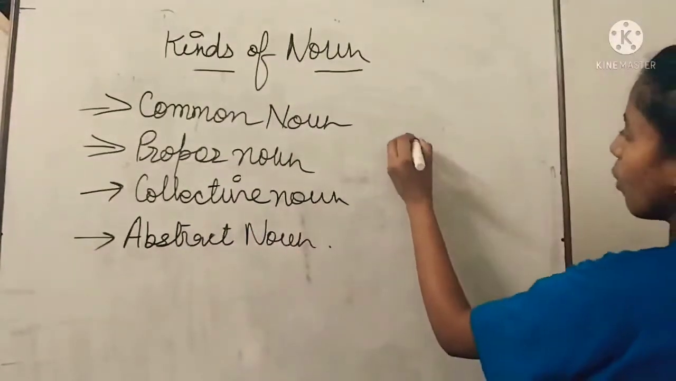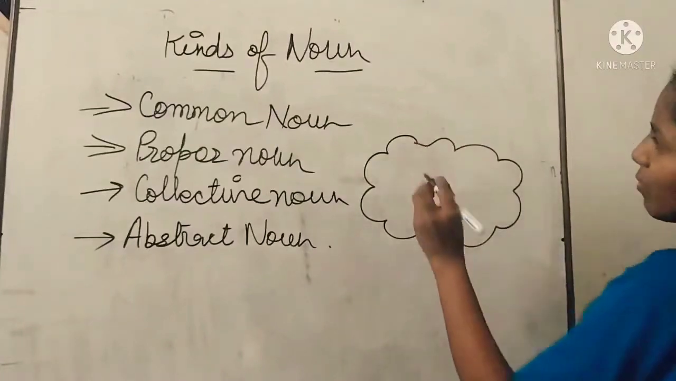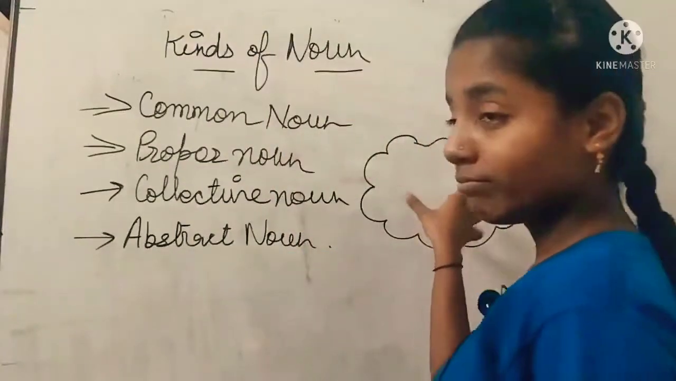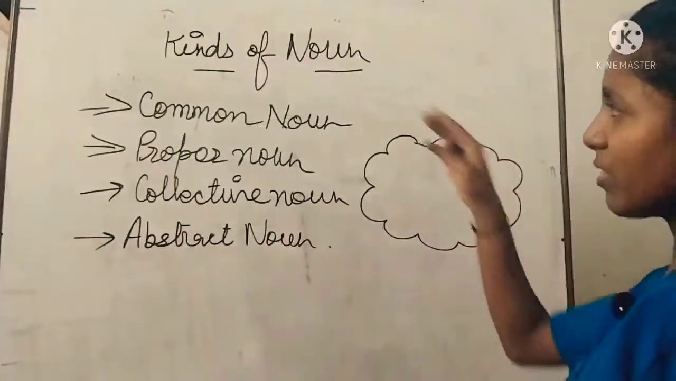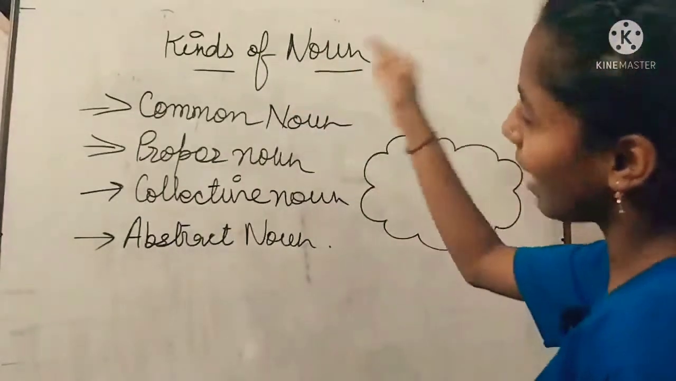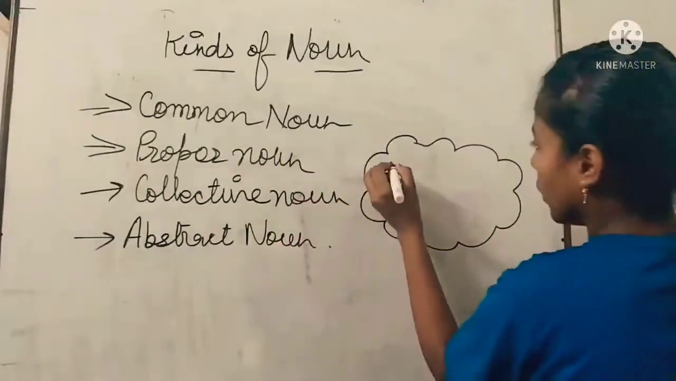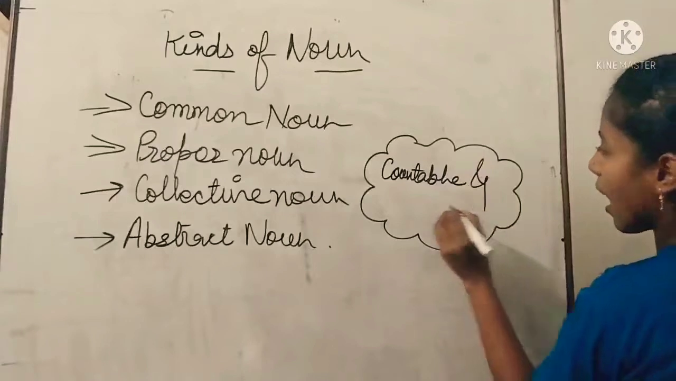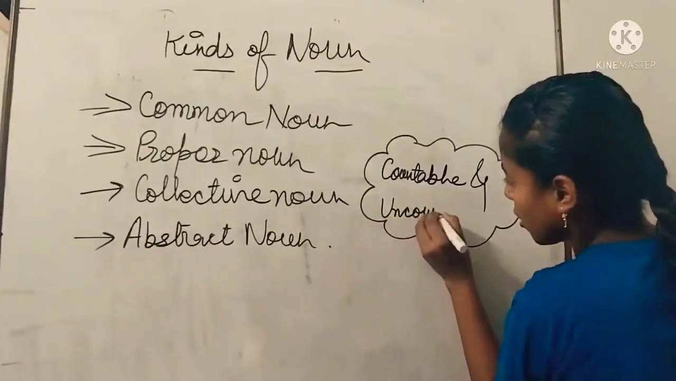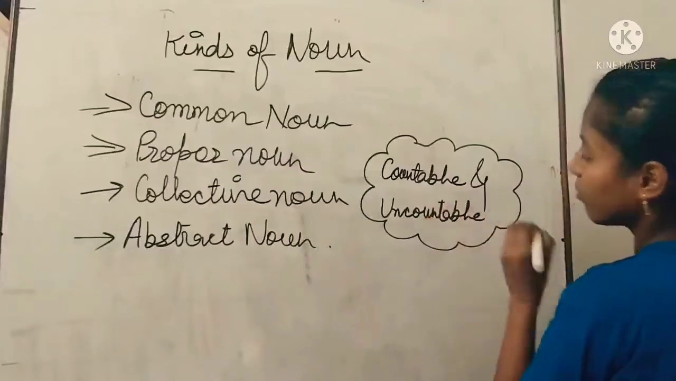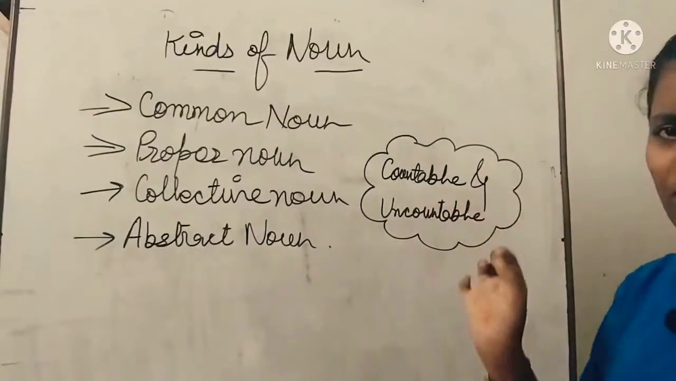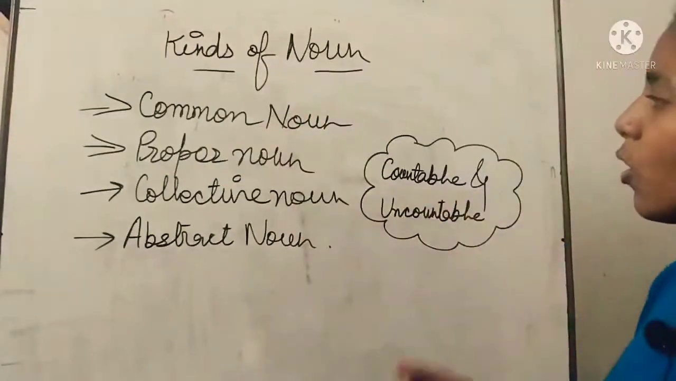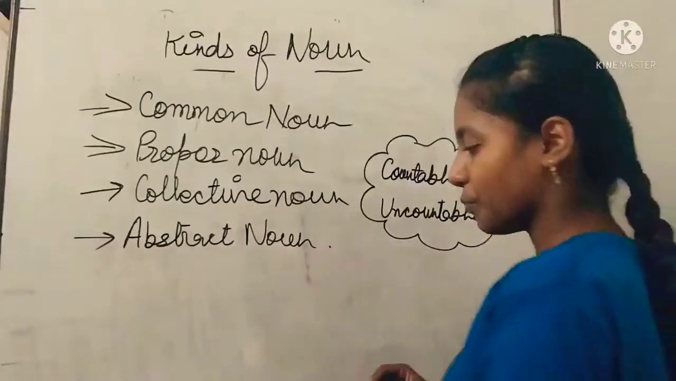Two more we also have, but they do not come in the category of kinds of noun, because the two I am going to tell you about just have a shape that is somewhat different from kinds of noun, but they come in the category of noun. They are countable and uncountable nouns. You will have some small understanding of these topics, somewhat in brief. So let's begin with common noun.